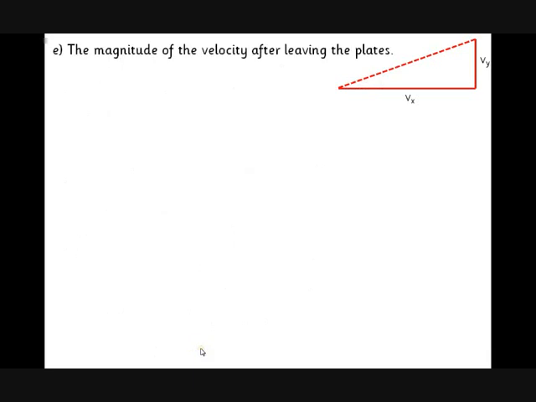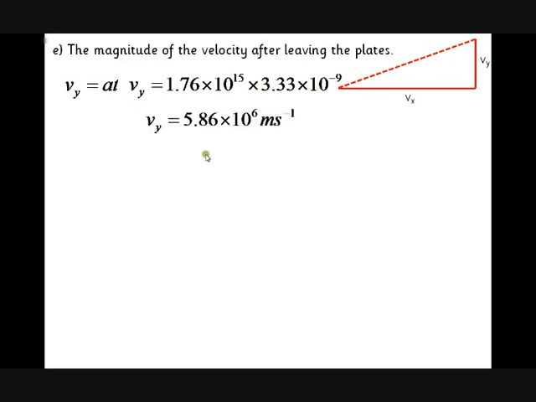Okay, the harder bit, I suppose, is question E. What's the magnitude of velocity after leaving the plates? Well, in its velocity in the y direction, we've got an acceleration upwards, which we've just calculated, and we know it's going to be accelerating upwards for the time that it is between the plates. So it was accelerating at 1.76 times 10 to the 15, and we know it's between the plates for 3.33 times 10 to the minus 9 seconds. So its final velocity in the y direction, we can put that in our calculator and we get 5.86 times 10 to the 6 metres per second.